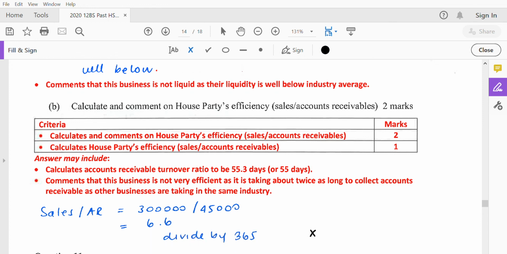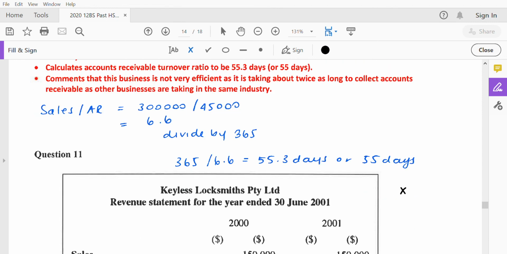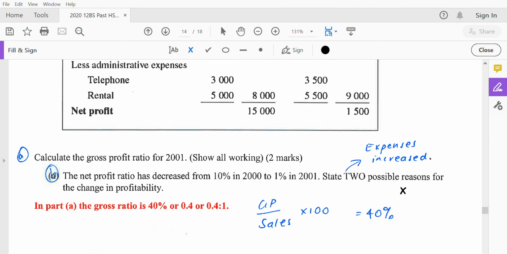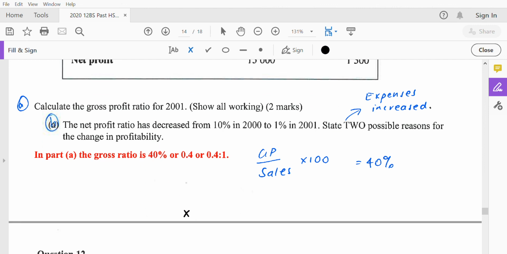Calculate and comment on house party's efficiency. I've just calculated it there for you so you can see how it does become 55 days. Just a simple calculation there. With this question, calculate the gross profit, and the net profit has decreased from 10% to 1% in 2001, and state some possible reasons for this. Now, the reason for this one initially would be that obviously expenses have gone up. If you've gone from 10% to 1%, it means that your expenses have definitely gone up. The gross profit ratio is 40%. That's easily worked out.